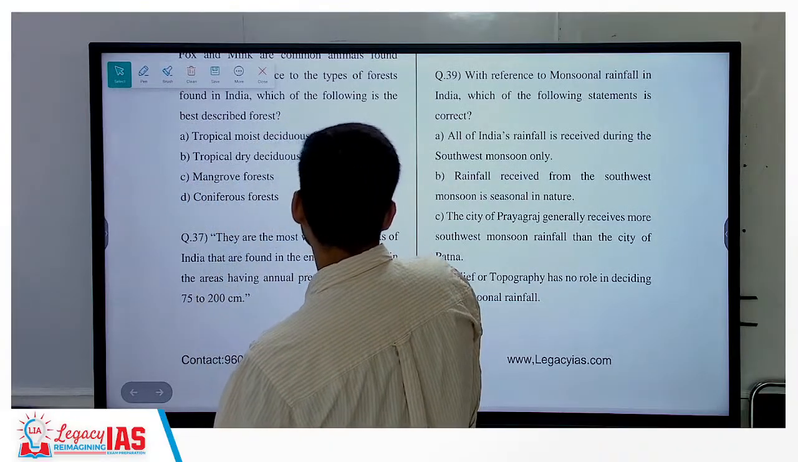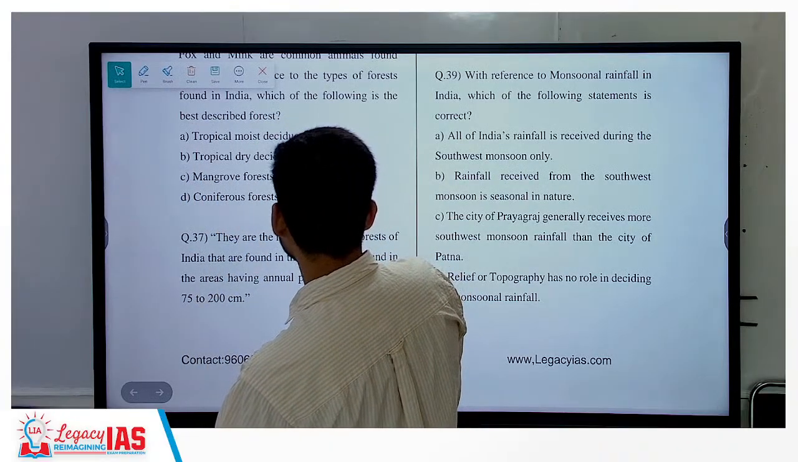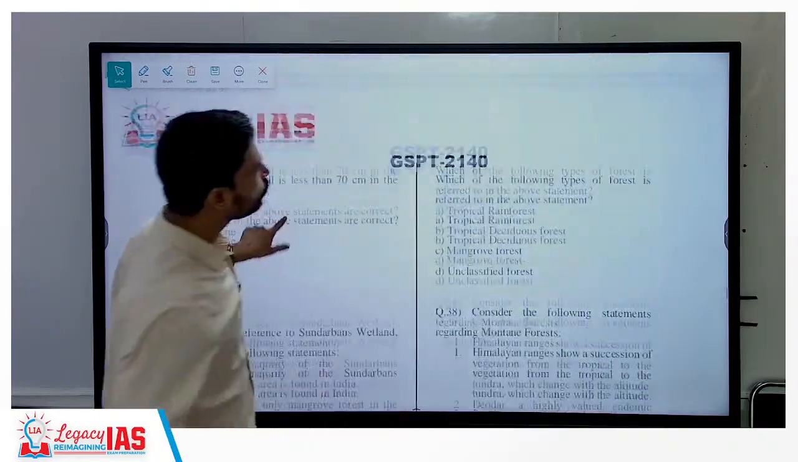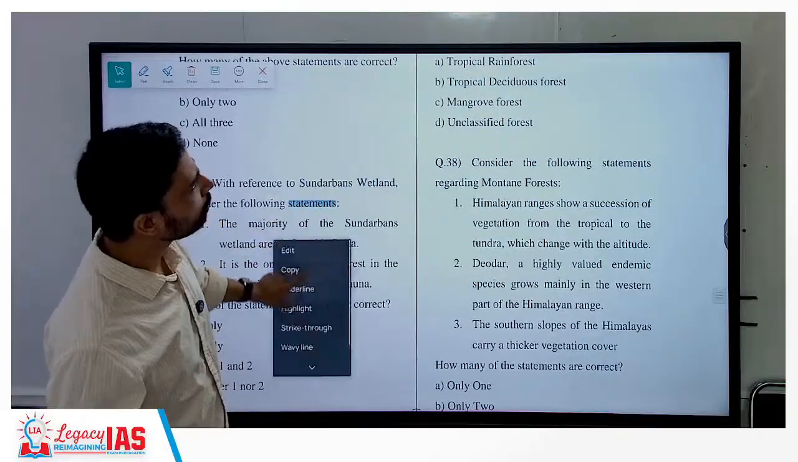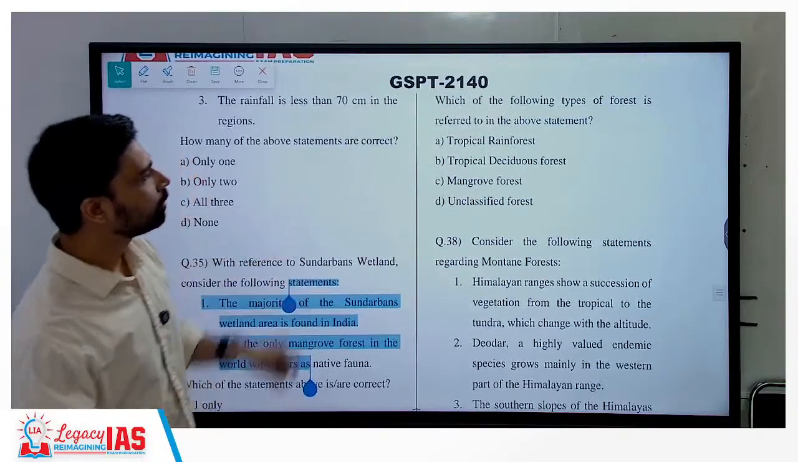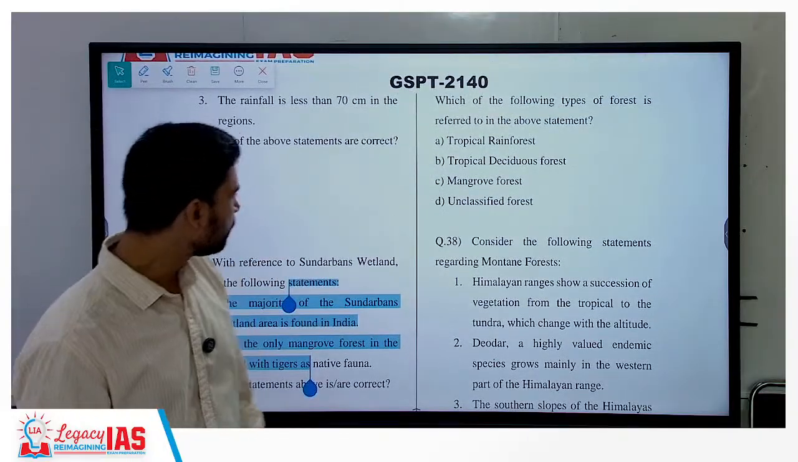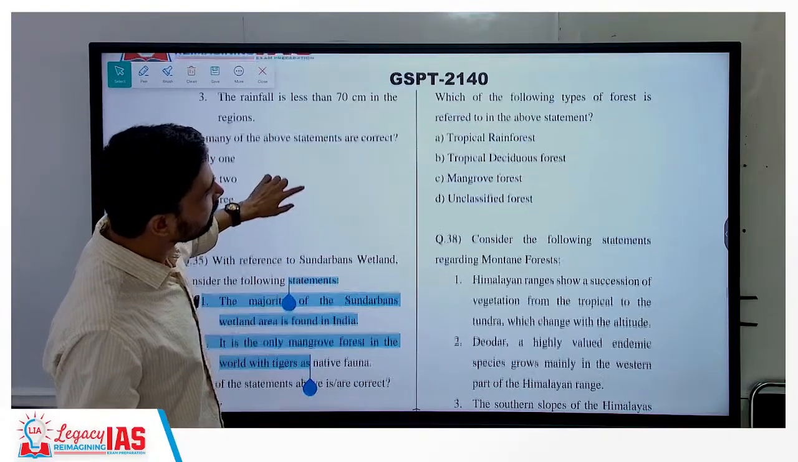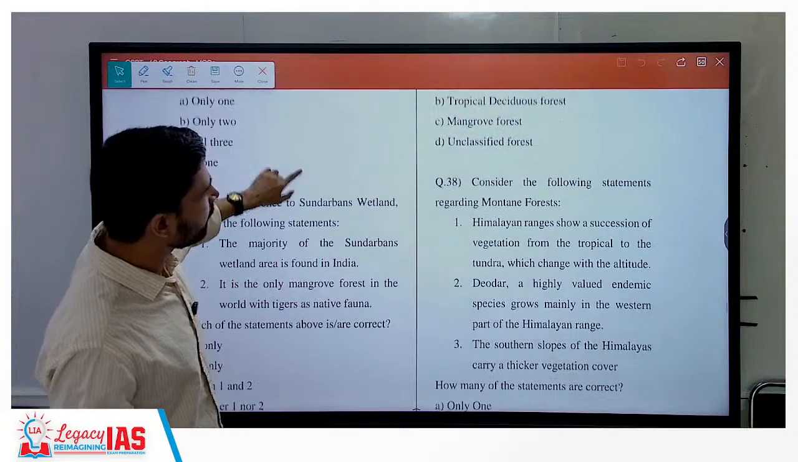D. They are the most widespread forest of India that are found in the entire country and in the areas having annual precipitation between 75 to 200 centimeter. Which of the following type of forest is? Refer to our statement. Tropical deciduous, simple. Okay, tropical deciduous including both moist deciduous as well as dry deciduous. So, collectively they cover more than 60% of entire forest area.